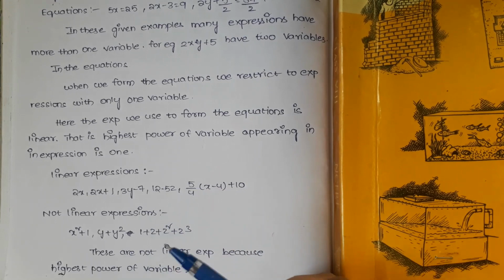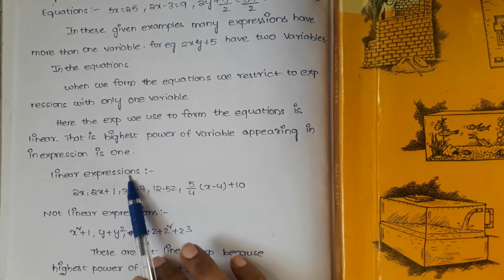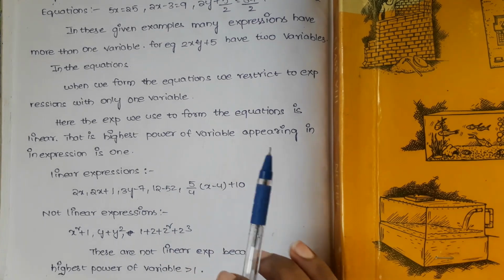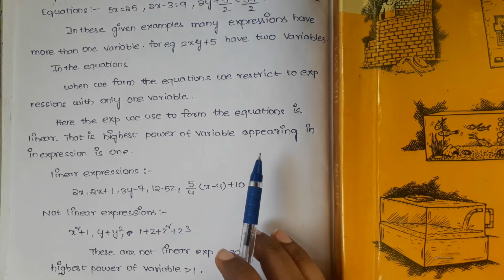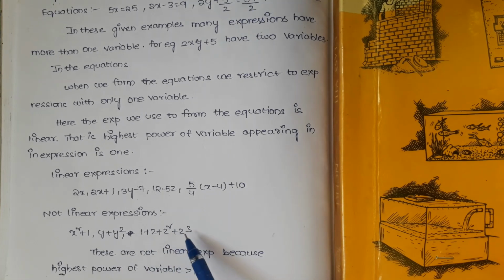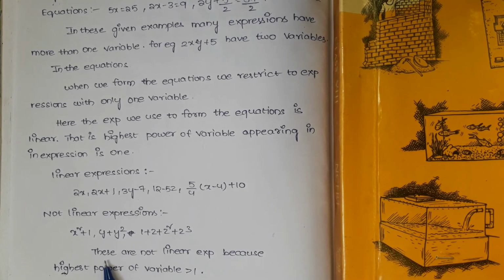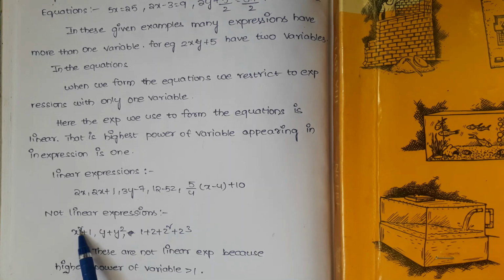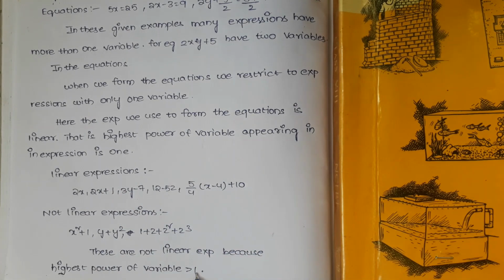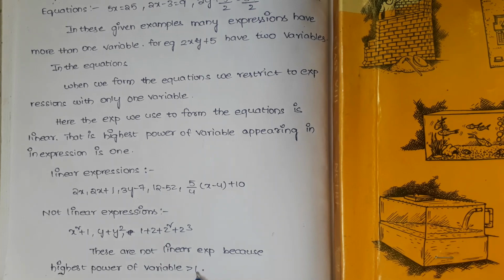Now let us see some examples. Linear expression examples: 2x, 2x plus 1, 3y minus 7, 12 minus 5z, etc. Now some examples which are not linear expressions: x square plus 1, y plus y square, 1 plus z square plus z cube. These are not linear expressions because the highest power of the variable is greater than 1. To call an expression a linear expression, the highest power should be 1. If it is greater than 1, then it is not a linear expression.